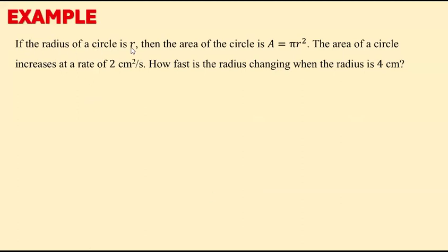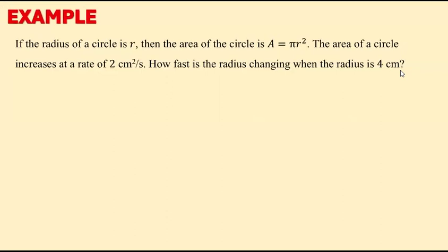If the radius of the circle is r, then the area of the circle is given by this formula. A is equal to pi r squared. That's a well-known formula for you. The area of the circle increases at the rate of 2 centimeters squared per second. How fast is the radius changing when the radius is 4 centimeter?